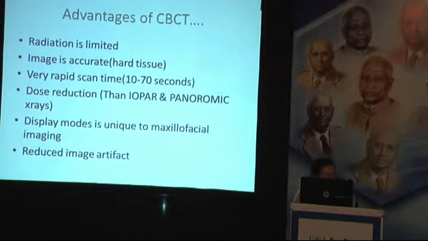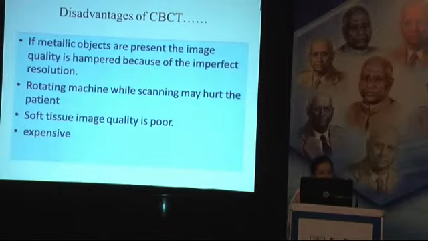What are the advantages of CBCT? The radiation is limited, the image is accurate, that is the hard tissue image. Very rapid scan time, that is 10 to 70 seconds. The dose is reduced compared to IOPR and panoramic X-ray. That is, in IOPR the dose is almost 5 microgray and in panoramic it is 12 microgray. Display modes are unique to maxillofacial imaging and there is reduced image artifact.